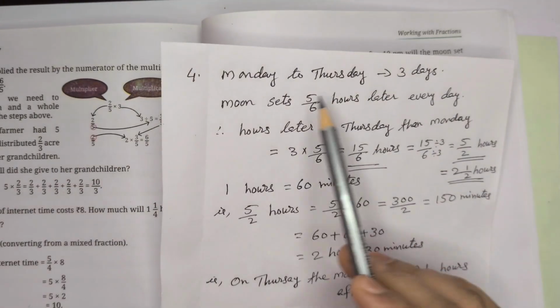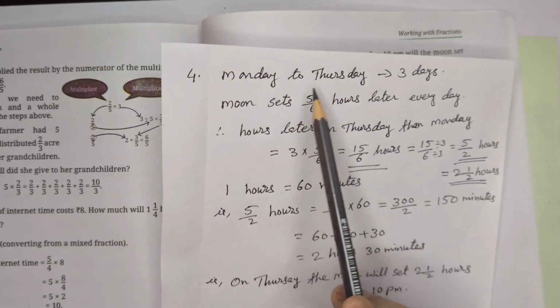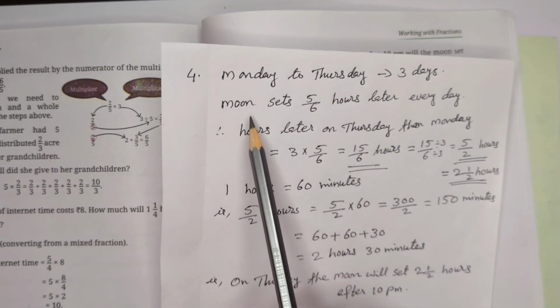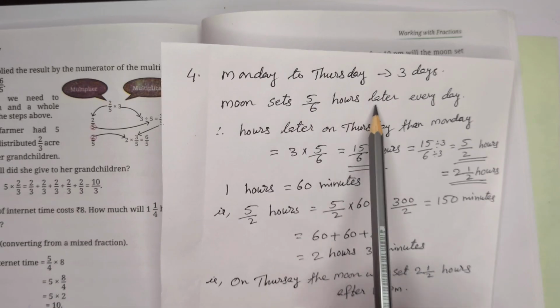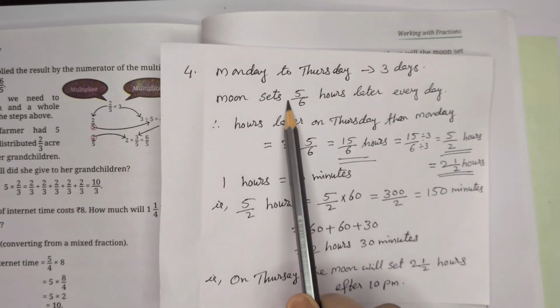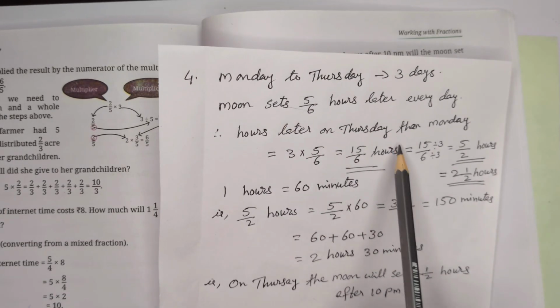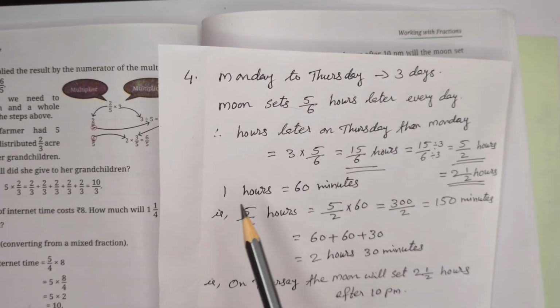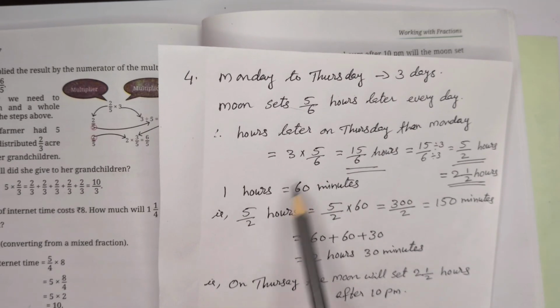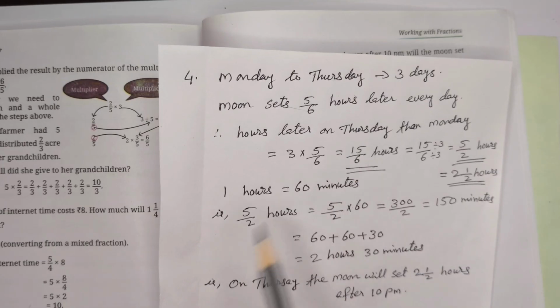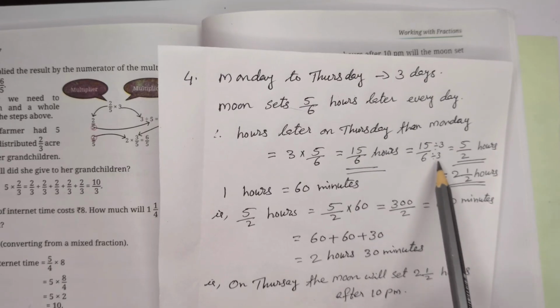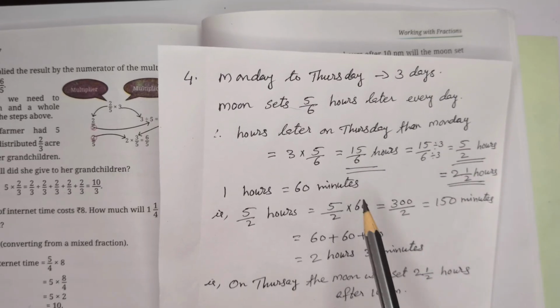We can write the steps like the same way. Monday to Thursday, that we know that 3 days. Then moon sets 5 by 6 hours later every day. So hours later on Thursday than Monday, which means 3 days every day 5 by 6 hours later. So 3 into 5 by 6. We are getting 15 by 6 hours. 15 by 6, this we can simplify by dividing with 3. You'll get 5 by 2 hours.